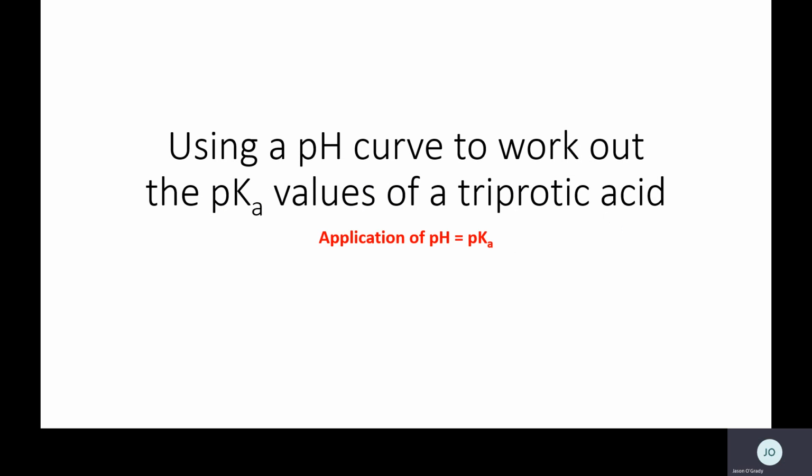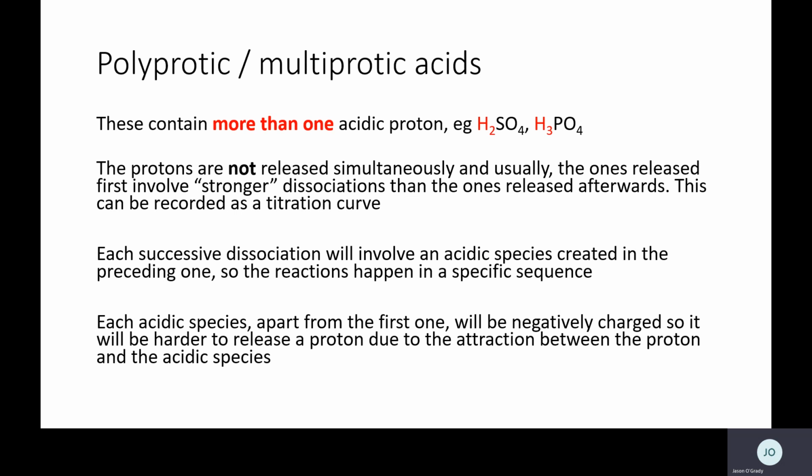Hello and welcome to this clip looking at using a pH curve to work out pKa values of the various species into which a triprotic acid can dissociate. So let's have a think about what a polyprotic or multiprotic acid might mean.